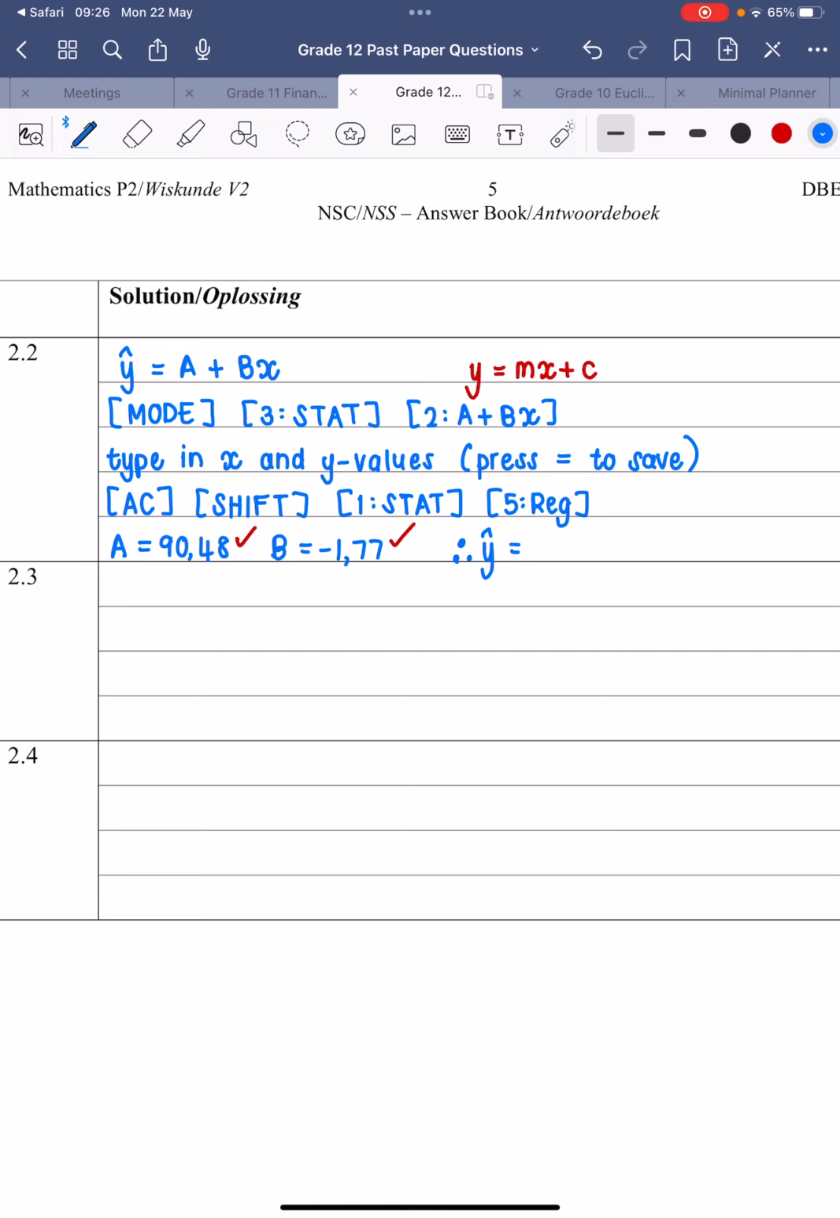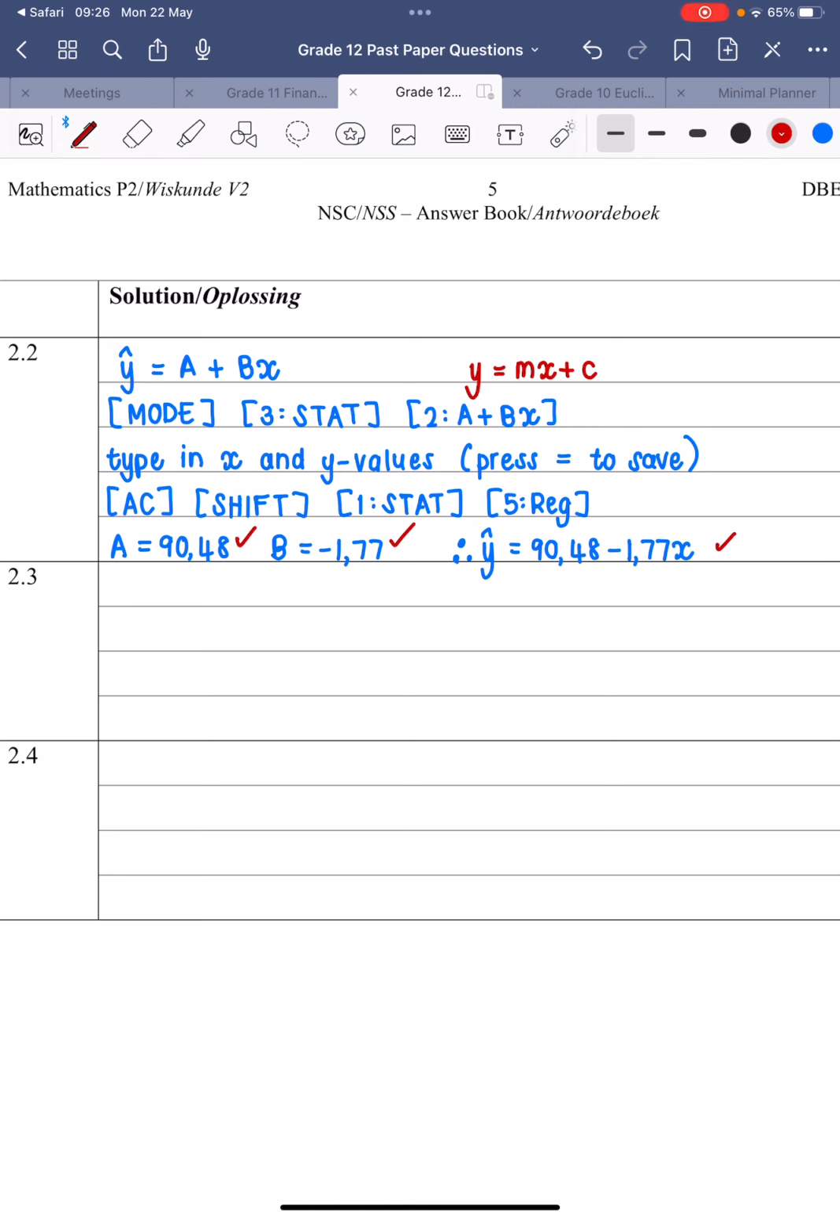And if you forget this standard form, guys, it's on the calculator, right? That's the option that we chose here before we started typing our values in. A plus bx. So this is going to be the form that our answer has to be in. So our A value was 90,48 plus, actually not plus in this case. It should be plus bx, but our B value is now negative. Right, so we're going to say minus 1,77x. That is then your third mark.